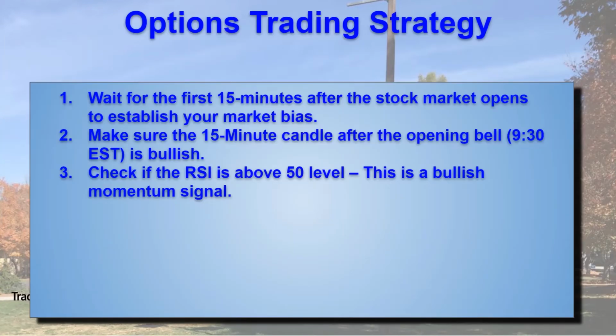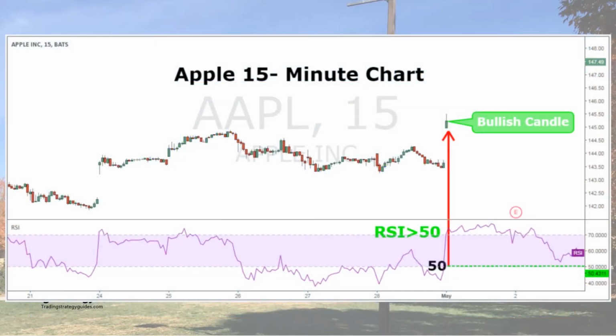Step number 3, check if the RSI is above the 50 level, because this is a bullish momentum signal. We use the RSI indicator for confirmation purposes only. We want to make sure that once we have identified the bullish price action, the momentum behind the move is confirmed by the RSI indicator. We're not concerned with overbought and oversold conditions because the market can stay in those conditions longer than we can stay solvent.